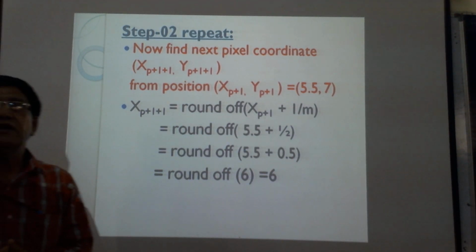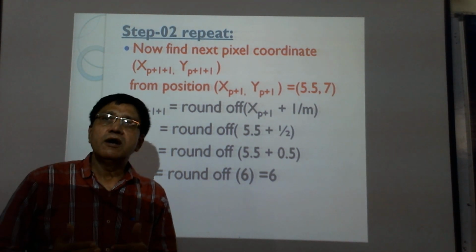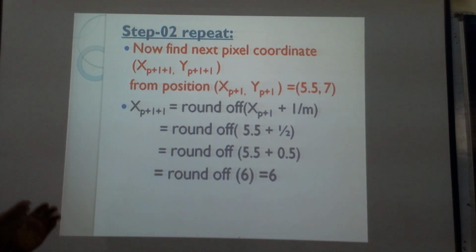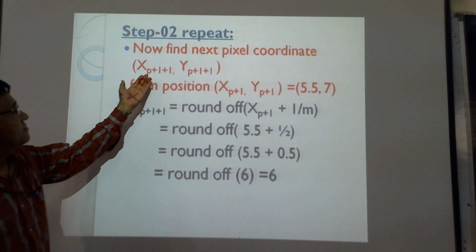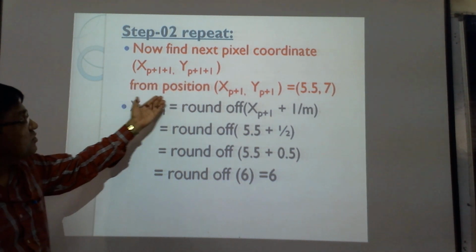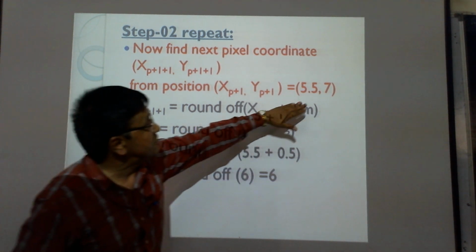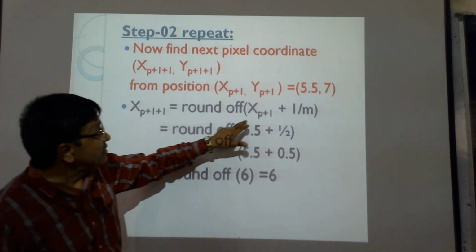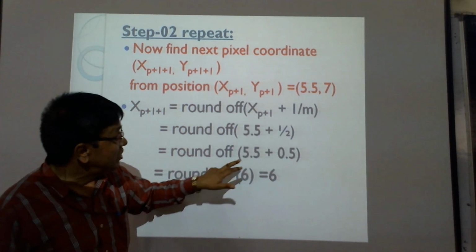Step 2 is repeated until, during the calculation of intermediate coordinates, we reach the given ending point. Now find the next pixel coordinates. It means next to xp plus 1, yp plus 1, from the position which we have already calculated, 5.5, 7, as shown here. Now the next pixel coordinates are again calculated by using this formula, and this is 5.5 plus 1 upon 2.